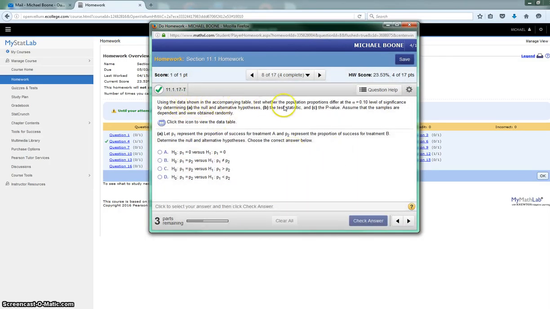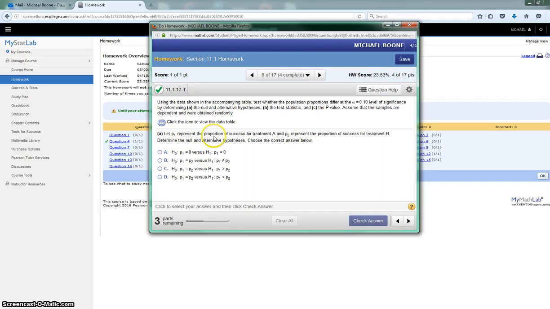Use the data shown in the accompanying table to test whether the population proportions differ at the alpha equals 0.10 level of significance by determining the null and alternative hypotheses, the test statistic, and the p-value. Assume the samples are dependent and were obtained randomly.